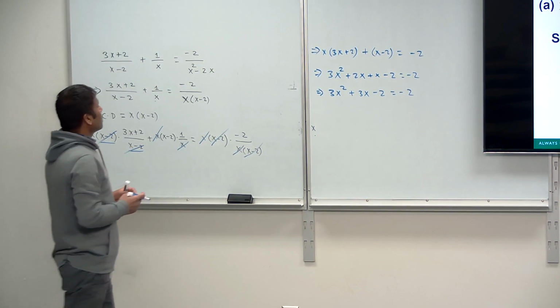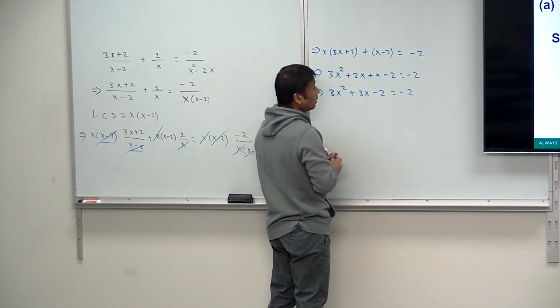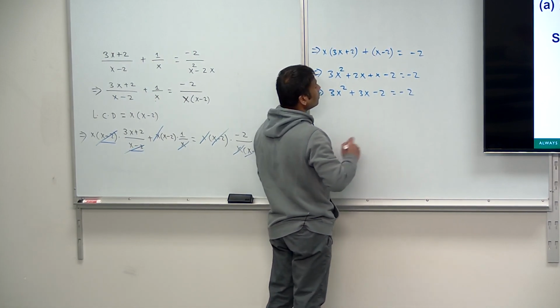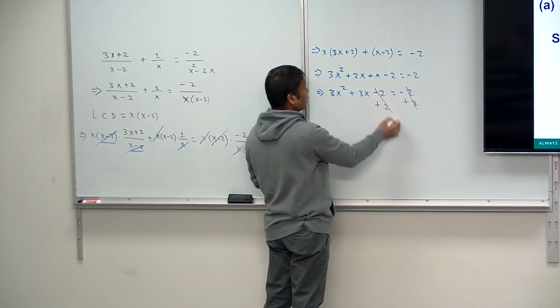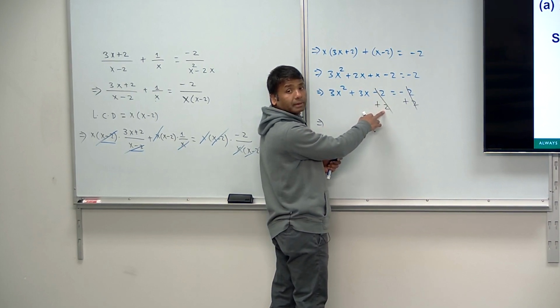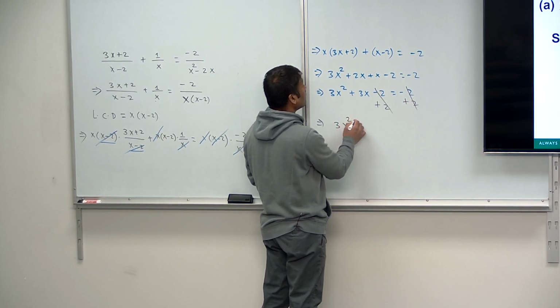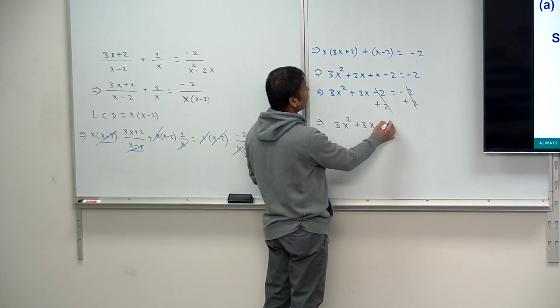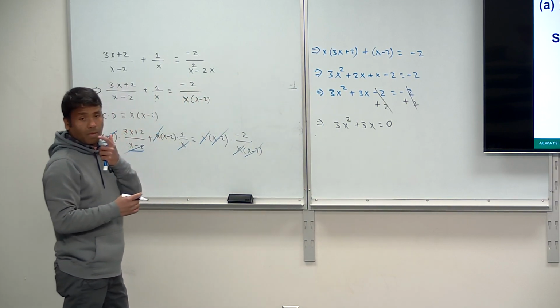Okay, so now you add 2 on both sides, okay? So you do plus 2 and plus 2 here, cross them out, and this also, you can cancel negative 2 and positive 2, right? So now, what do you have here? 3x squared plus 3x equal to 0, right?